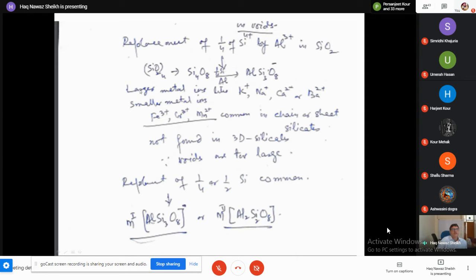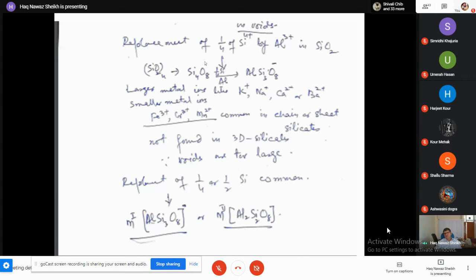So large metal ions are used like potassium, sodium, calcium, and barium because the voids are quite large in size. And the smaller metal ions, which were used in the sheet structure or chain structure, iron 3, chromium, manganese, they are in the chain or sheet structure. They are not used here simply because of the size. Their sizes are very small. And here in the 3D network, the size of the cavity or size of the voids is large enough. Therefore, you need bigger sized metal ions, potassium, sodium.